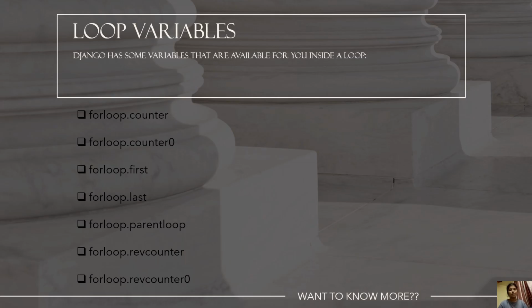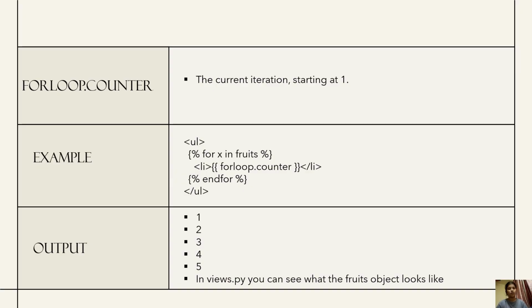So our main topic is loop variables. How many types? There are almost 7 types of loop variables, that are for loop counter, counter 0, for loop first, for loop last, for loop parent loop, reverse counter and reverse counter 0. So first is for loop counter.